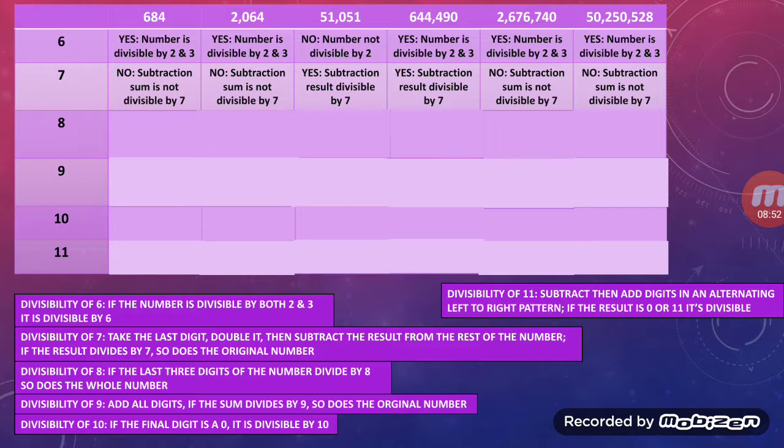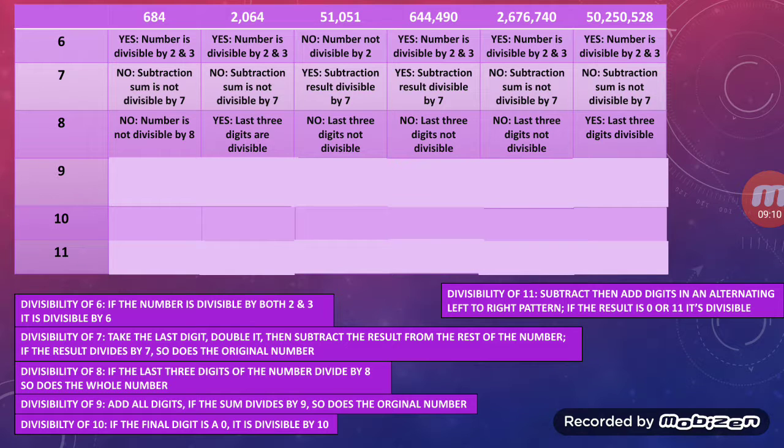For the larger numbers, such as 50,250,528, you're going to take the final 3 digits of the number, in this case 528. You'll divide that number by 8, and if it's divisible, the entire number will divide by 8. And as you can see, we have a bit of a split between yes and no, although no seems to win out in the end.